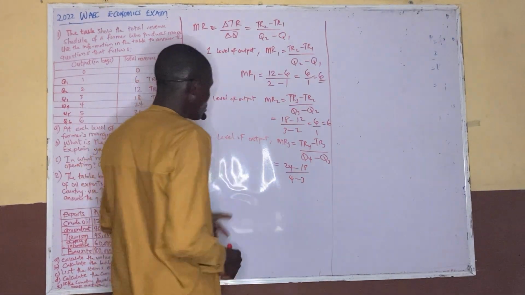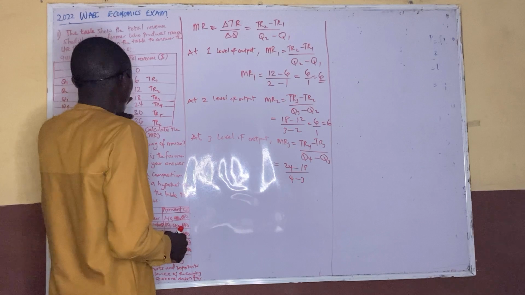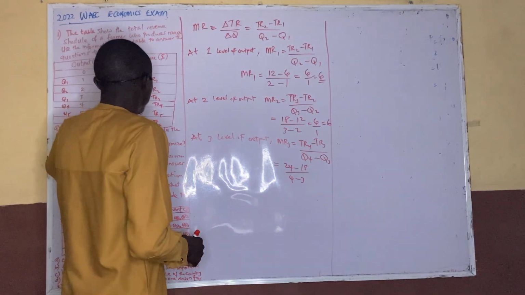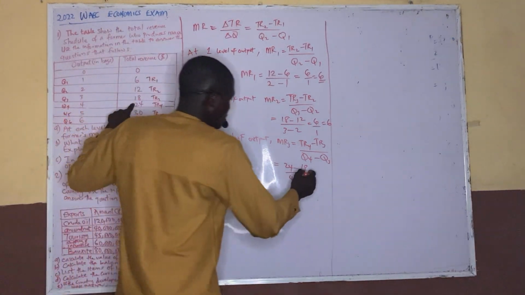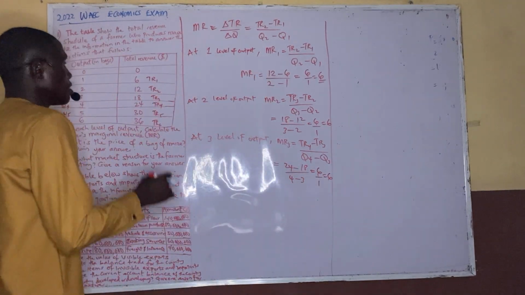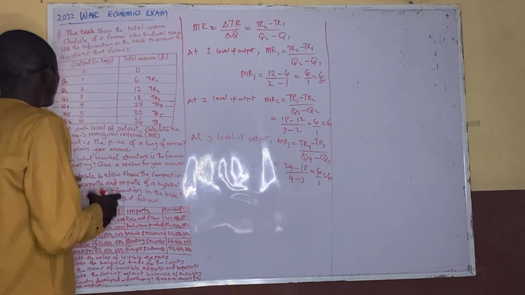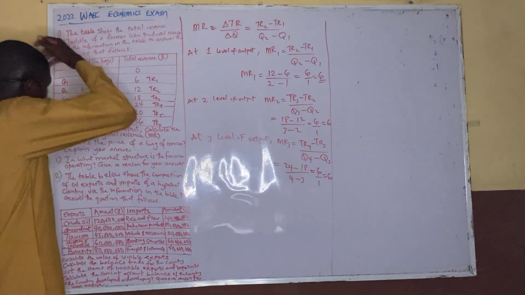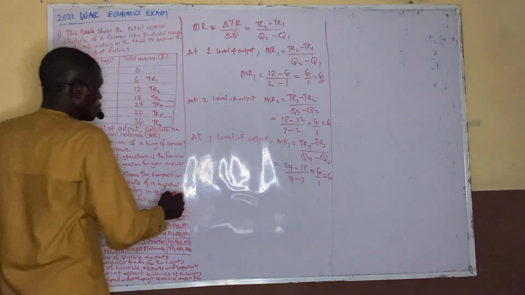Now, when I subtract 24 minus 18, that is 6. 6 divided by 1 is also 6. You can see we are having the same marginal revenue between each output. Now we have the fourth level of output.